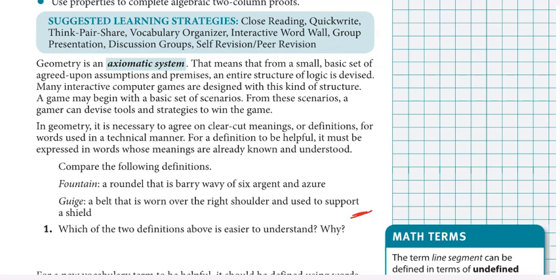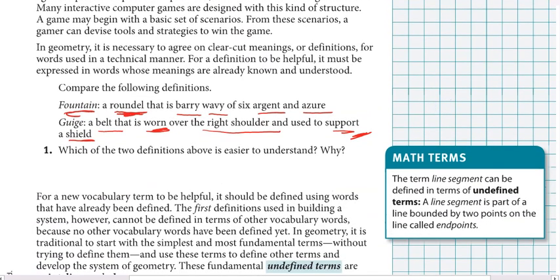Doesn't make any sense because obviously most of these words, you're probably like, I don't know what any of these words here mean. So it's kind of pointless to define fountain with any of these words that we don't know what they mean. Whereas a guide, a belt that is worn over the right shoulder and used to support a shield: I know what a belt is, I know what worn means, right shoulder, support, shield, I know what all of those words mean. So when I ask which of the two definitions is easier to understand, I would say the second one, because it's defined with words that we already understand and already know.